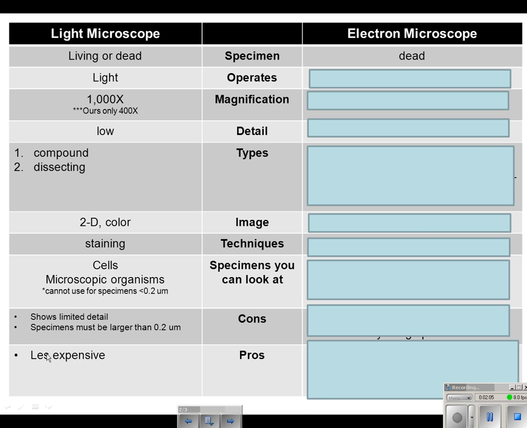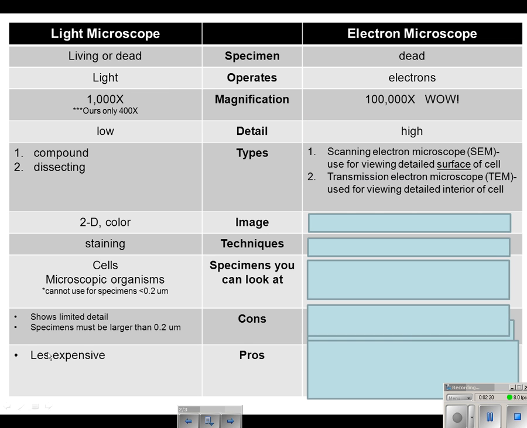The electron microscope, we have to see dead organisms, and it's going to use a beam of electrons instead of light. It's going to magnify 100,000 times, which is incredible. So you can see things really close, and the detail is very high. There's the scanning electron microscope, which is called an SEM, which is used for viewing the detailed surface of cells, and a transmission electron microscope, which is a TEM, used for viewing the detailed interior of the cell. So think of scanning as surface.